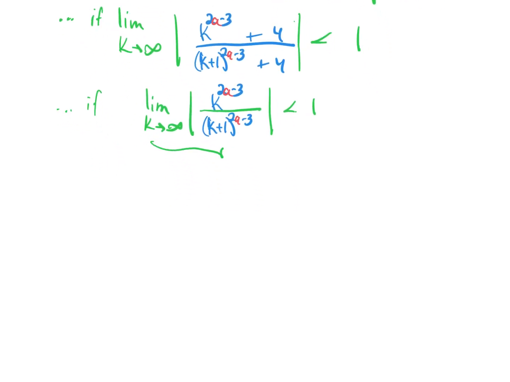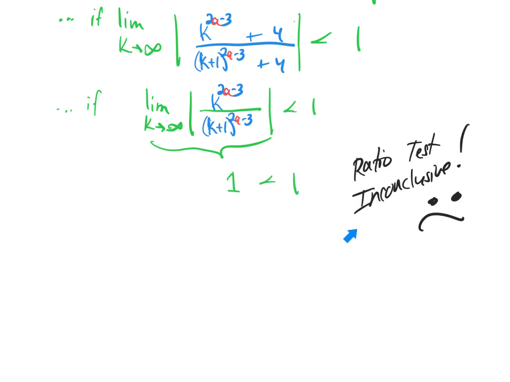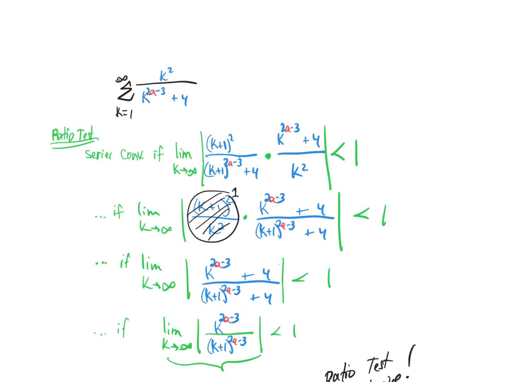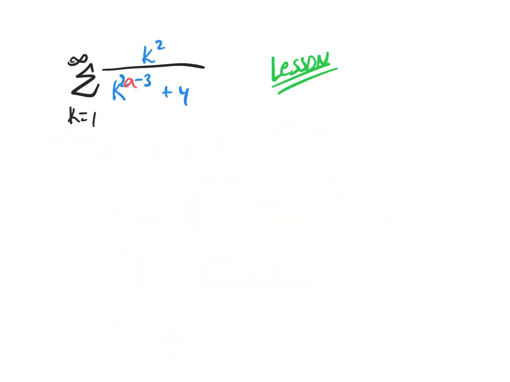Well, this actually approaches 1, which is not less than 1, so the ratio test is inconclusive. We'll have to try something else. Let this be a lesson to you. If your series expression looks like it's just a rational expression, a fraction, and if the variable is the exact same variable in the top and the bottom, you should immediately just be thinking of comparing it to a p-series.